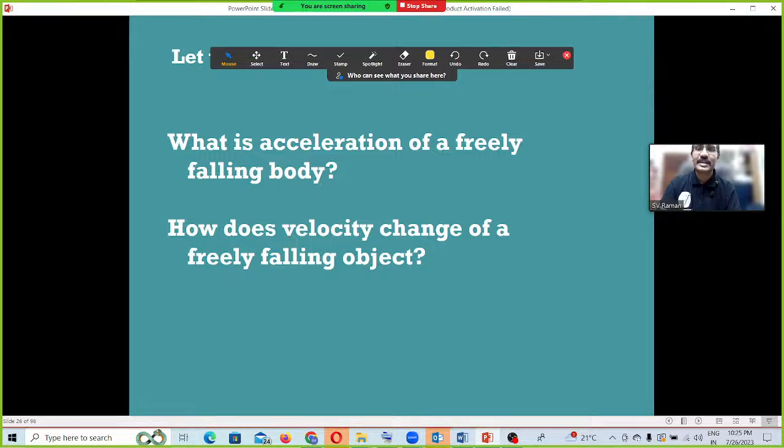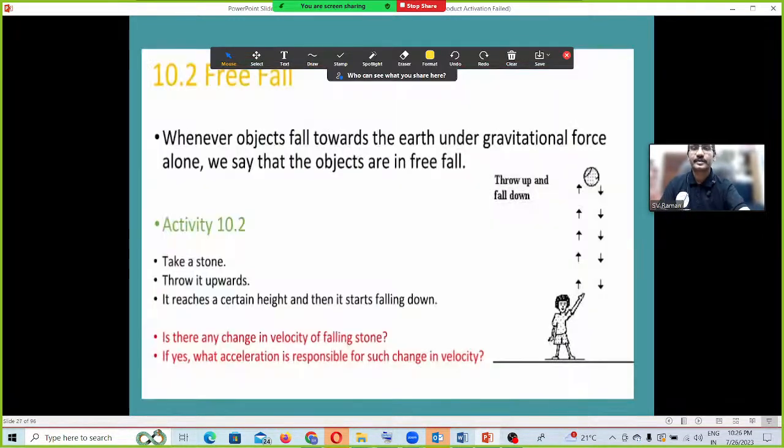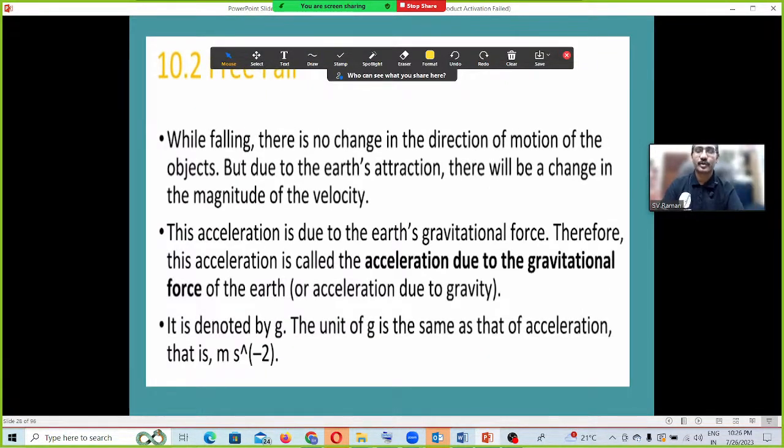So what is the acceleration of a free-falling body? How does the velocity of a free-falling object change? This is the most important. Whenever an object falls towards the Earth under gravitational force alone, we say the object is in free fall. Now my student, generally he'll throw stones vertically upwards. While going upwards, at a certain height, it stops and again it falls down. Is there any change in the velocity of the falling stone? If yes, what acceleration is responsible for the change in velocity? These two are the most important.